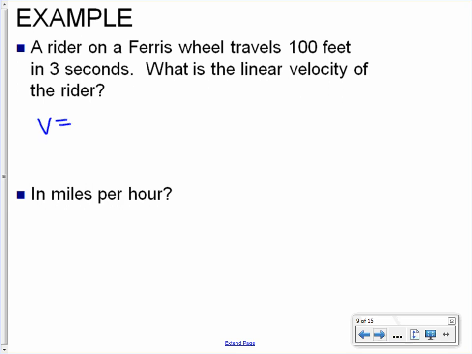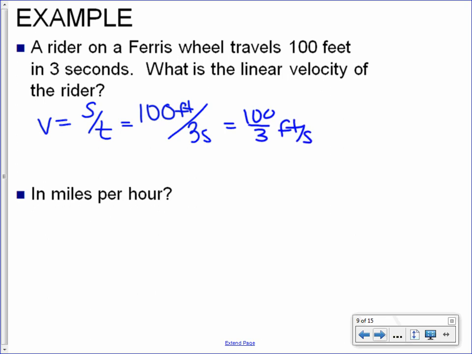Our velocity is arc length over time, correct? Our arc length is what? 100 feet, divided by our time. So you can say this is 100 thirds feet per second. That sounds funny. What would you probably write? 33.3 repeating feet per second, right?